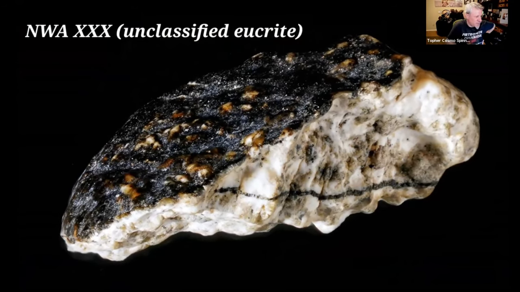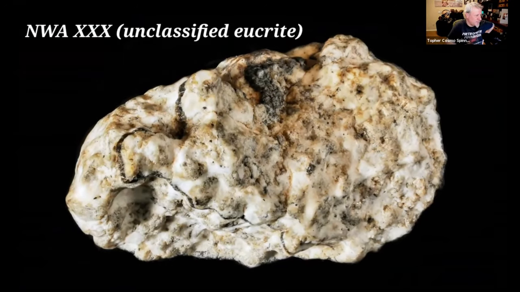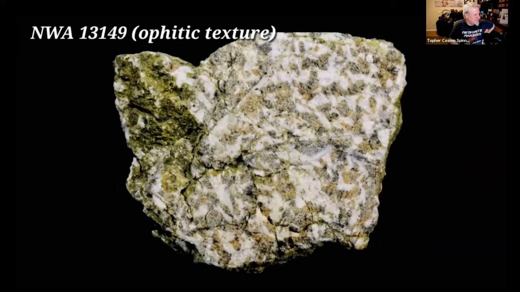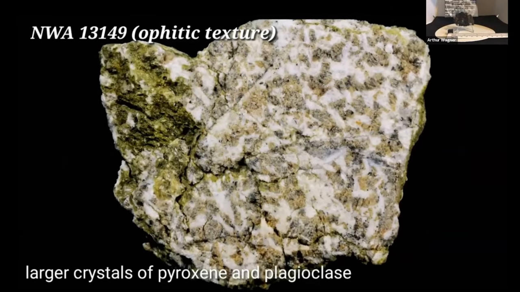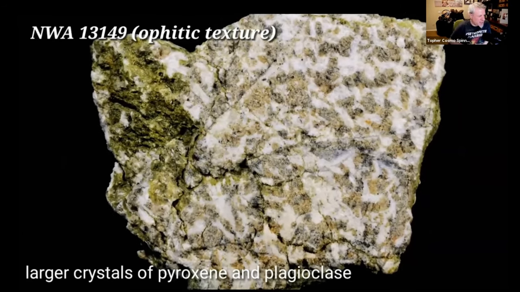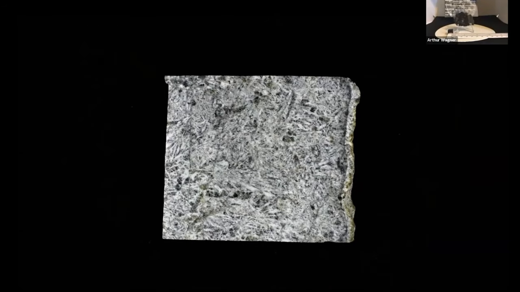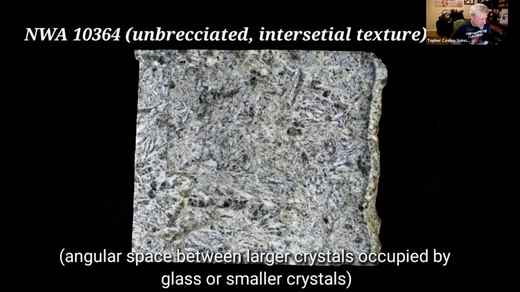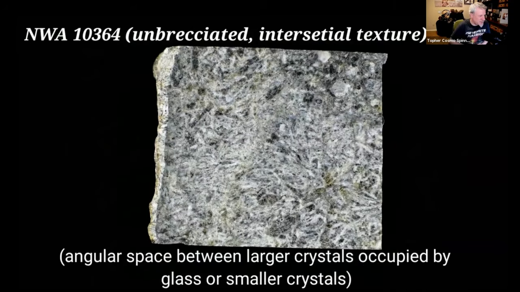See how thin the fusion crust is? It's easily distinguishable, Mike said. That white stuff is the plagioclase and the green stuff is the pyroxene. Look at that. That looks very dramatic compared to the other ones.